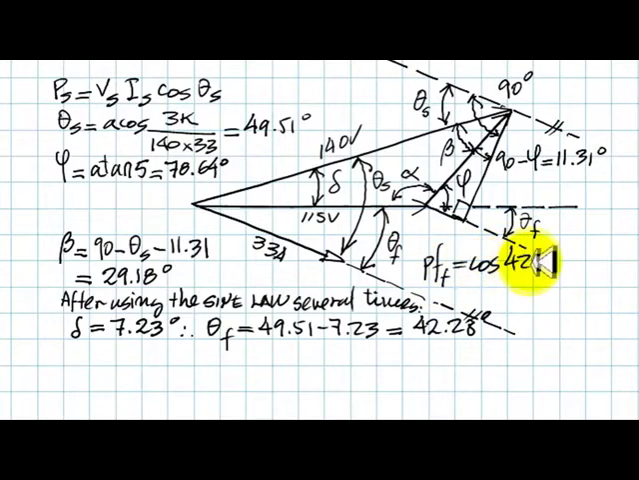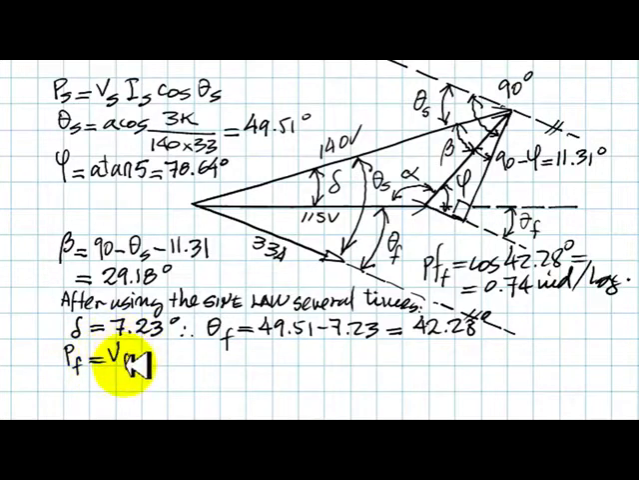Cosine of 42.28, which is 0.74. Inductive or lagging, depending on how you prefer to call that. And what else? Well, the power at the factory is voltage at the factory, which is 115, times the current at the factory, which is 33 amps, times that power factor, cosine of theta f, which is 0.74. You multiply all of that and you get 2.8 kilowatts.